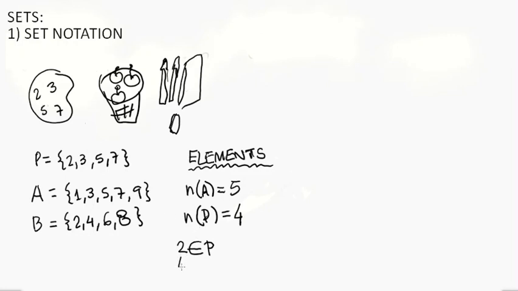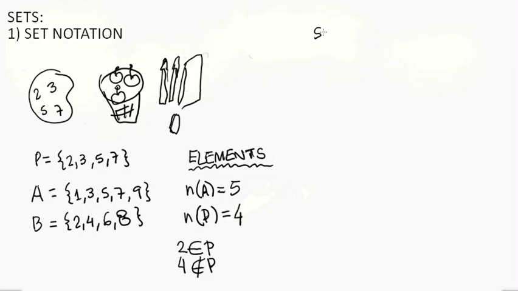Now, is 4 an element of set P? So think about it. Take a look at set P. I've got 2, 3, 5, and 7. 4 is not one of them, so I have to cross this, "is an element of." So in this case, 4 is not an element of set P, or 4 is not a member of set P. Okay? So fairly simple so far.